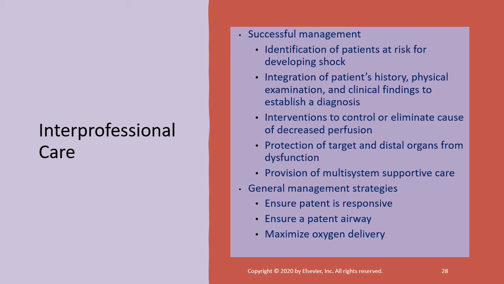Table 66.6 provides an overview of the initial assessment findings and interventions for the emergency care of patients in shock. General management strategies begin with ensuring that the patient is responsive and has a patent airway. Once the airway is established, either naturally or with an endotracheal tube, O2 delivery must be optimized. Supplemental O2 and mechanical ventilation may be needed to maintain an arterial O2 saturation of 90% or more. That's a PaO2 greater than 60 millimeters of mercury to avoid hypoxemia. Next are the mean arterial pressure, or the MAP, and drug therapy.